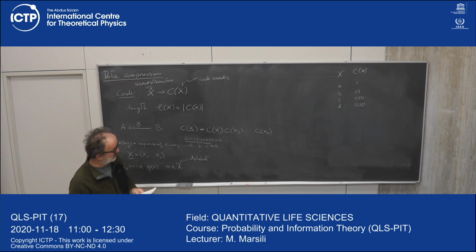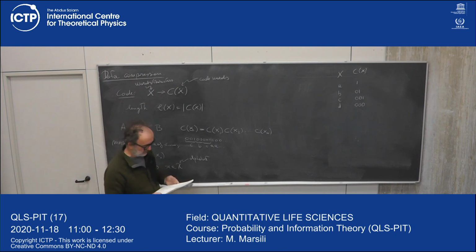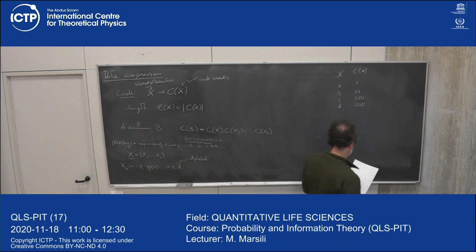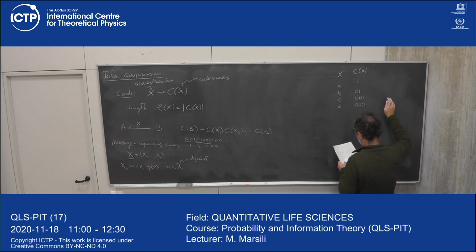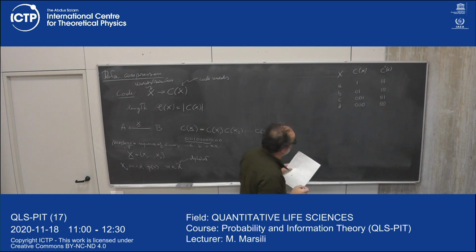These are not the only codes that one can consider. Say, for example, you can consider another code, the one we have seen, where A is 1, B is 1, 0, this is 0, 1, and this is 0, 0. So this is another code that we have discussed.